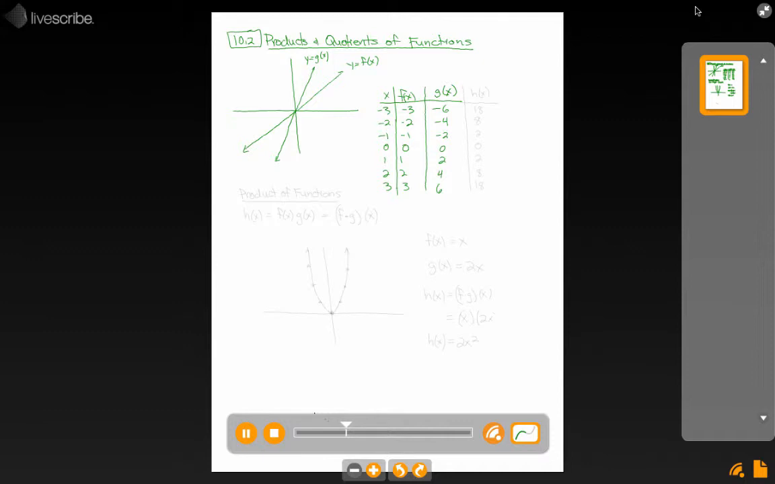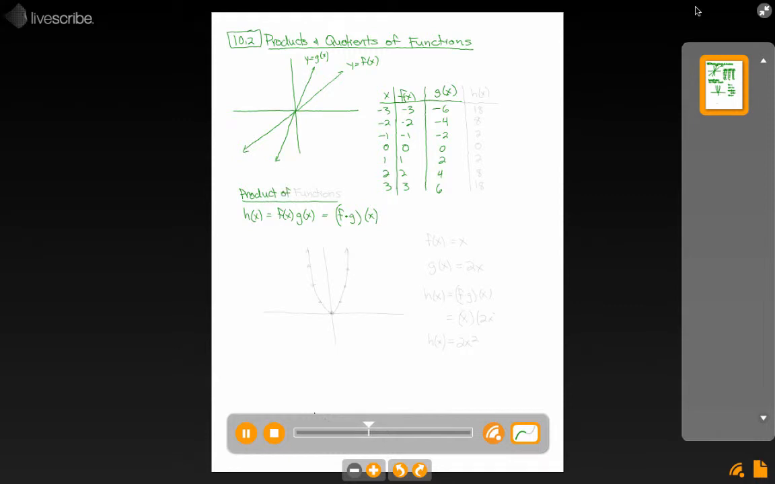What we're asked to come up with is a function that is the product of these two functions. So h of x equals f of x times g of x. That can be written this way, or it can be written as f dot g of x. Those both mean product of functions.